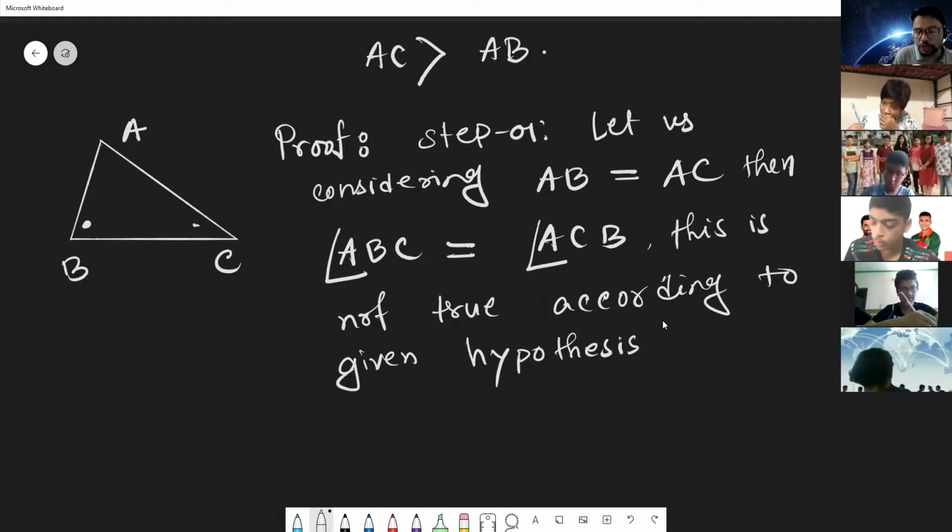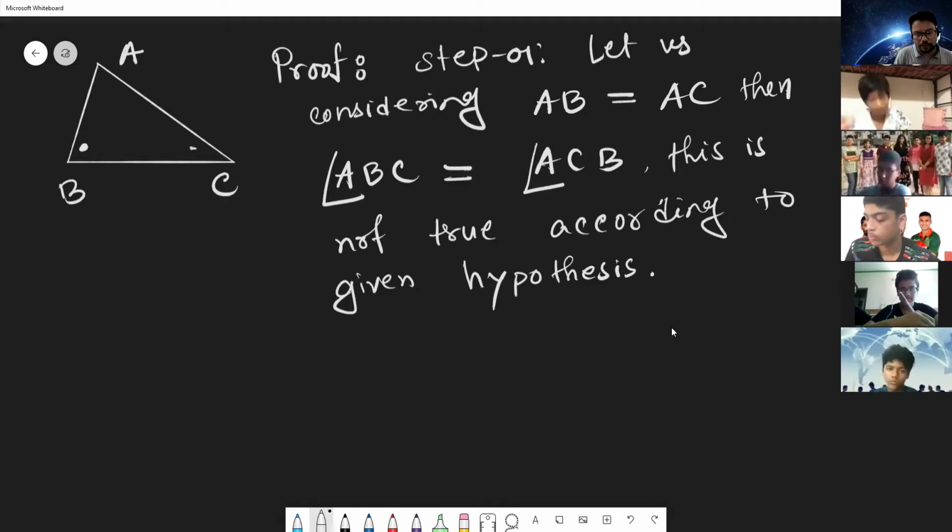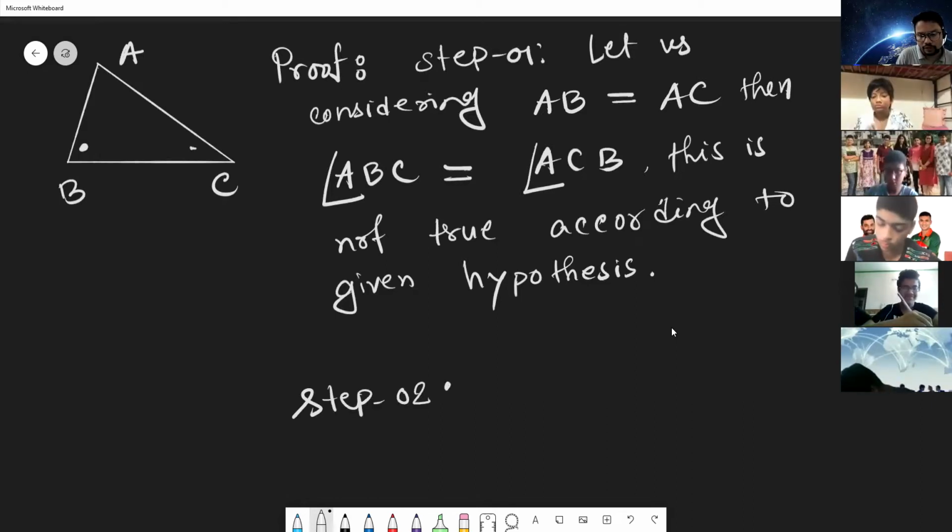That means according to the given information, this is not true according to the given hypothesis. So in the same way, now we can start step 2. Step 2. Now that means they cannot be equal.